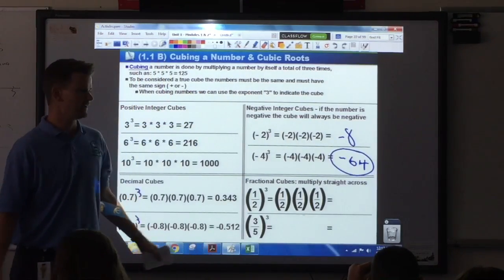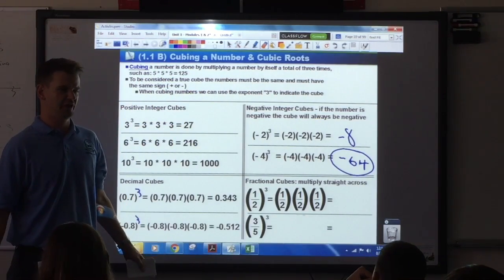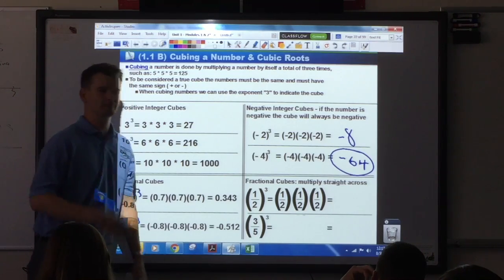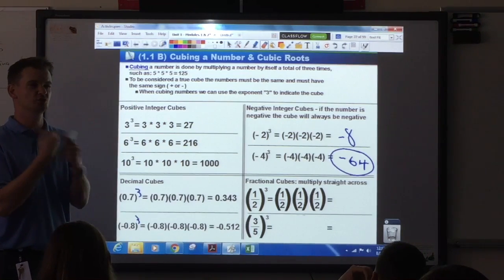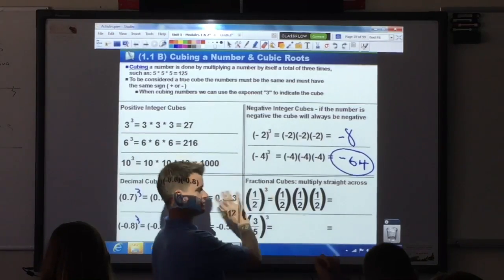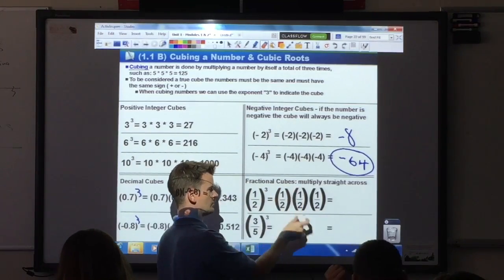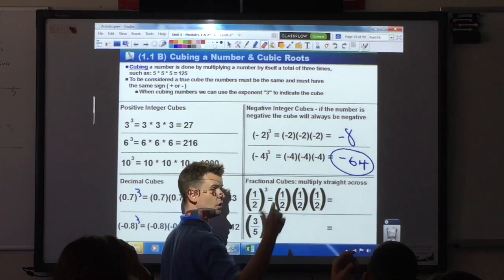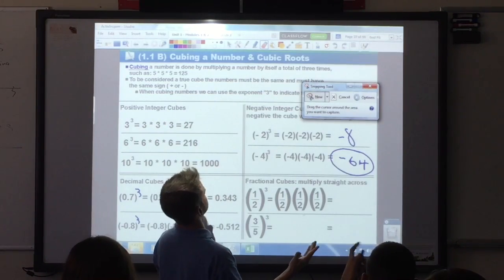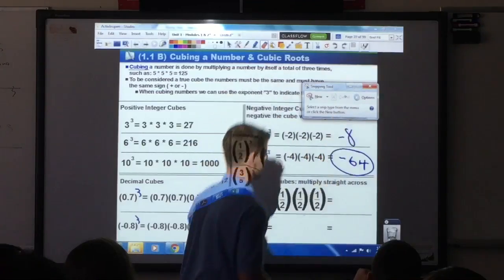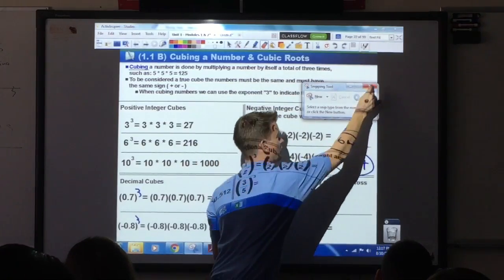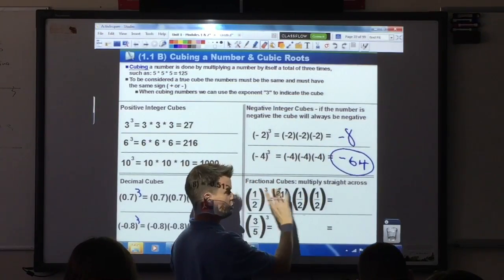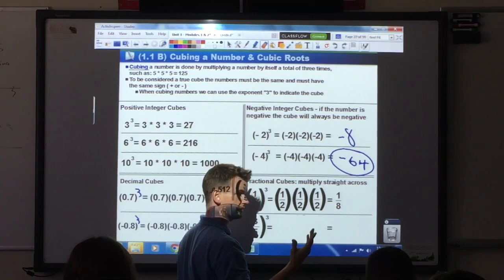So we cubed positives. We cubed negatives. We cubed decimals. Now we're going back to our old friends, the fun fractions. When we cube a fraction, you do it just like we square a fraction. You don't worry about all this craziness. You just multiply 1/2 times 1/2 times 1/2, and you multiply straight across. So 1 times 1 times 1 is what? 1. And 2 times 2 times 2 is what? 8. Which means when you cube 1/2, you end up with 1/8.